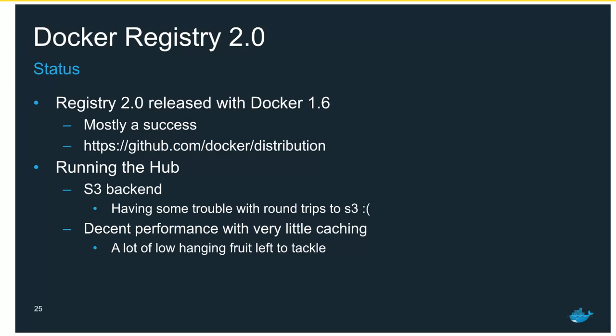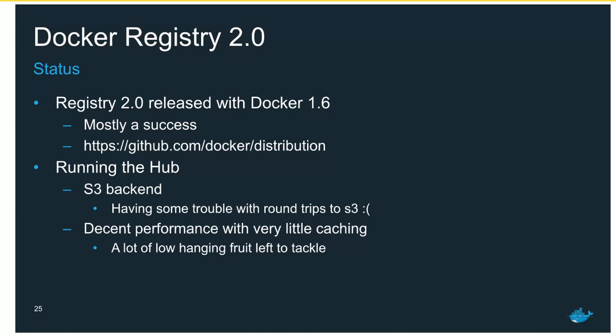We are having a little trouble with round trips to S3, and I know some users have had this issue, but we're working on it. The interesting aspect here, though, is the V1 registry does heavy caching, and we are doing almost no caching, and the performance is understandable. Nobody's been complaining, especially about pull performance. We can talk about push performance in the next slides in relation to Docker. There's still a lot of low-hanging fruit left to tackle.